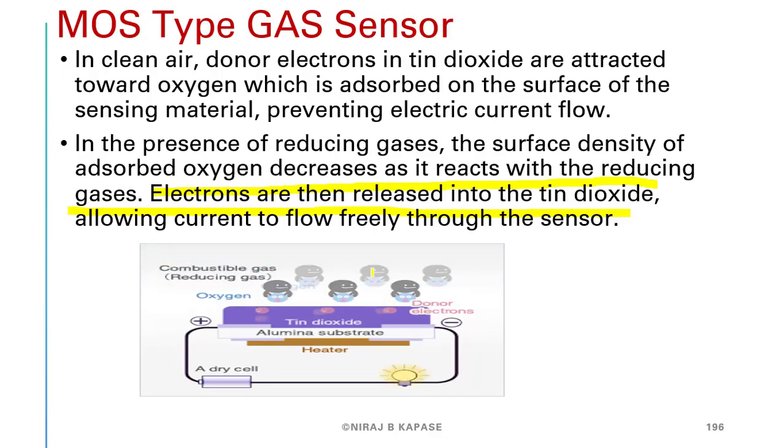So there is a tin dioxide layer, and that tin dioxide layer interfaces with the oxygen part, and that oxygen part will be taken care of by the combustible gas. We have a heater here as an element, and we have a dry cell as well. Whenever there are gases, the light glows, like the resistance. Whenever there is clean air, no light will glow. It depends on the conductivity of this particular thing. Okay, so next we'll move forward.